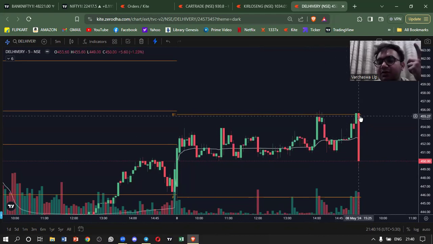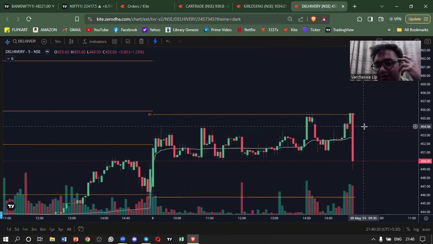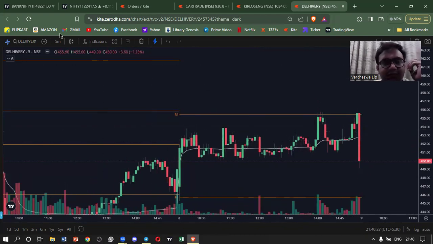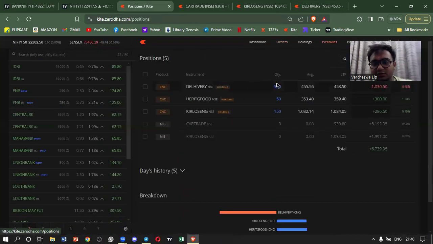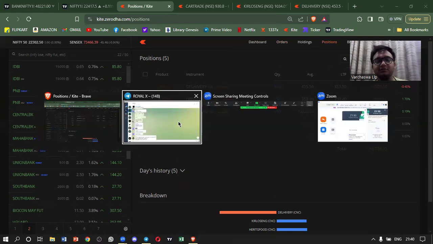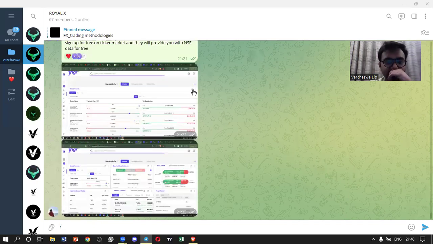Later on, it closed almost near the day high. The last candle is just an adjusting candle. The closing shows that it closed at 453 and a half, I suppose. Yeah, 453 and a half is the closing price for Delivery. And that's the trade of the day. These are the trades that we took together in the Roydex community.